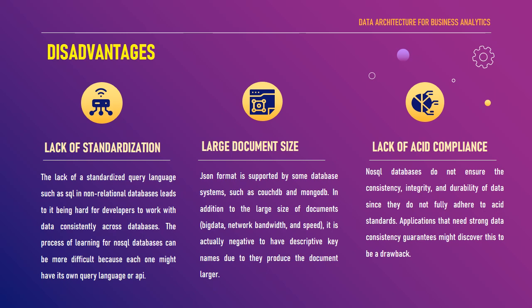Next is large document size. The JSON format is supported by some database systems, such as CouchDB and MongoDB. In addition to the large size of documents, like big data and speed, it is actually negative to have descriptive key names because they make the document larger. Coming up to the next disadvantage, which is lack of ACID compliance. NoSQL databases do not ensure the consistency, integrity, and durability of data since they do not fully adhere to ACID standards. Applications that need strong data consistency guarantees might find this a drawback.